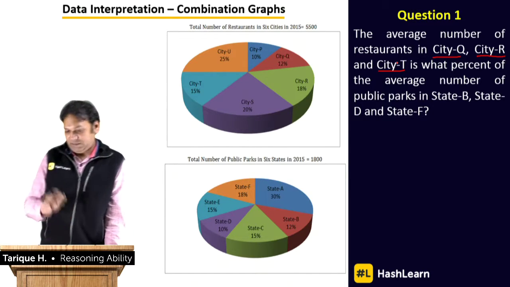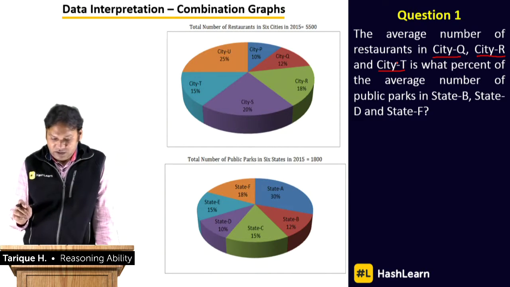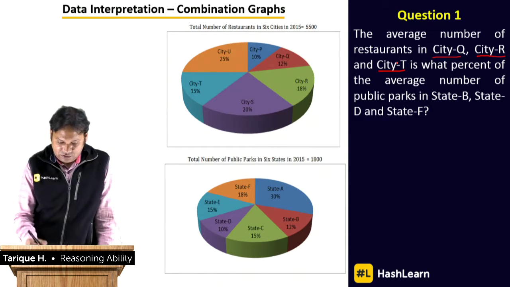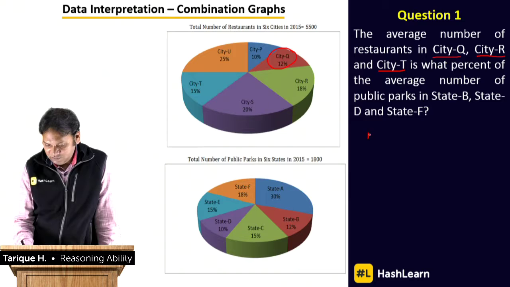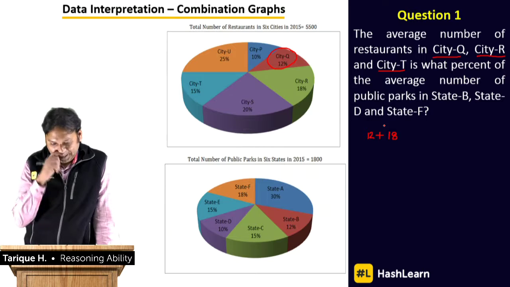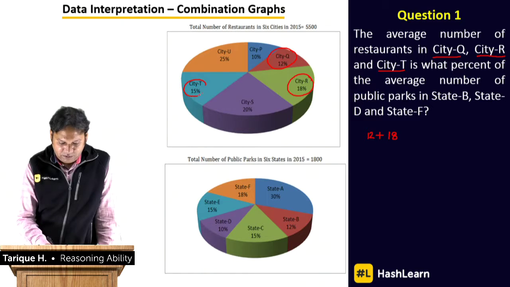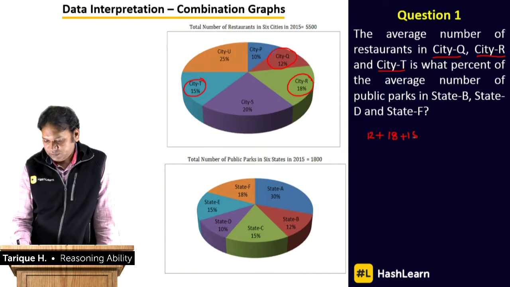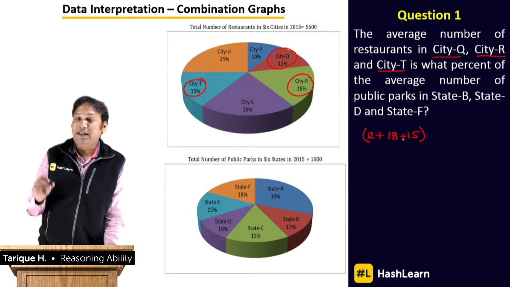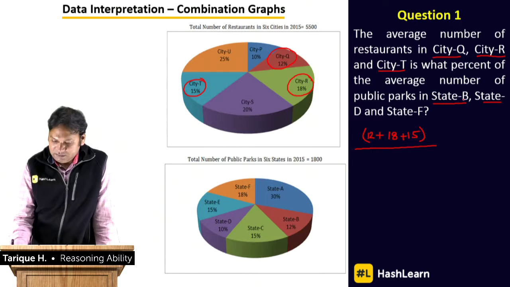City Q and R, average number of restaurants. So we are going to just work with the percentages here. We're not going to calculate any value. Number of restaurants in city Q, R and T. So Q is 12%, write down 12, and R is 18%, so let's write down 18, and T is 15%, so let's write down here 15. 12 plus 18 plus 15. Average I will not find, because when you're finding the ratio of averages and the number of things is the same, it's anyhow going to get cancelled. Okay, so divided by number of public parks in B, D and F.